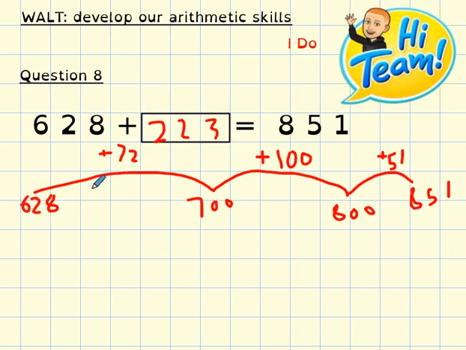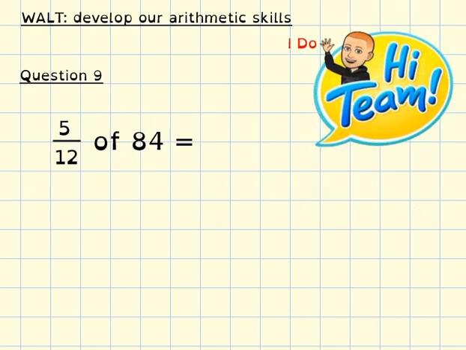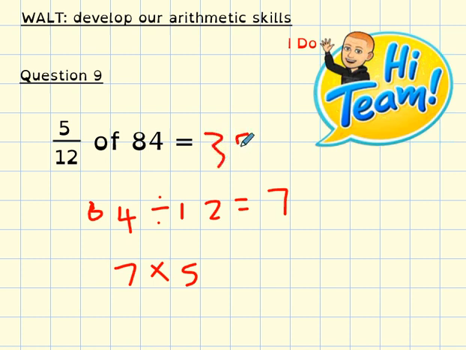Question 9, penultimate question for me. Fraction of an amount. 84, that's my large number. Divide it by my denominator, which in this case is 12, will give me an answer of 7. Then multiply my answer by the numerator, which is 5, to give me a final answer of 35. Whole number divided by the denominator, and then your answer times by the numerator.